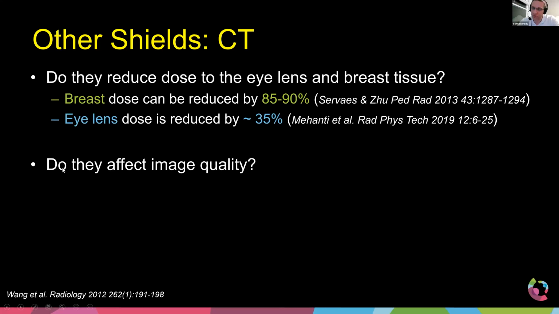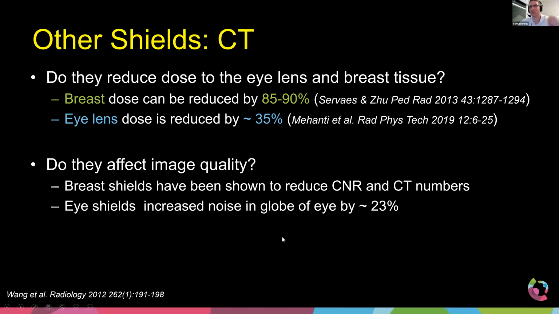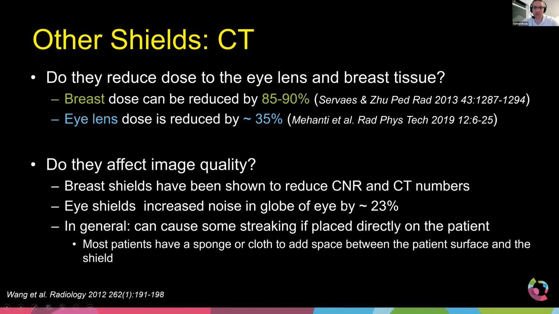But do they affect image quality? And the answer is yes. Breast shields have been shown to reduce the contrast to noise ratio and the CT number accuracy in the region beneath the shield. Eye shields will increase noise to the globe of the eye by about 23%.